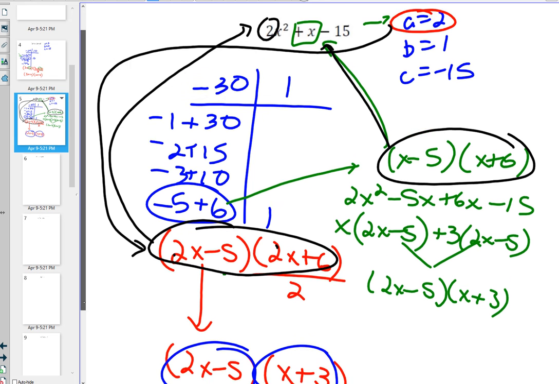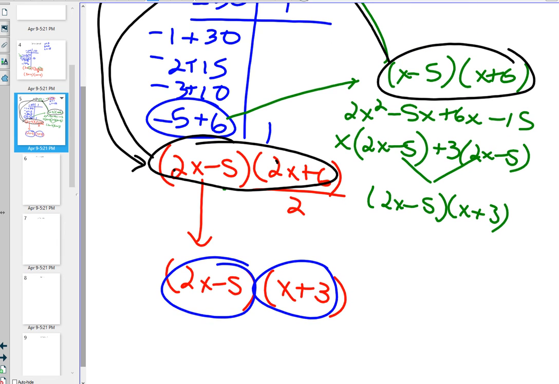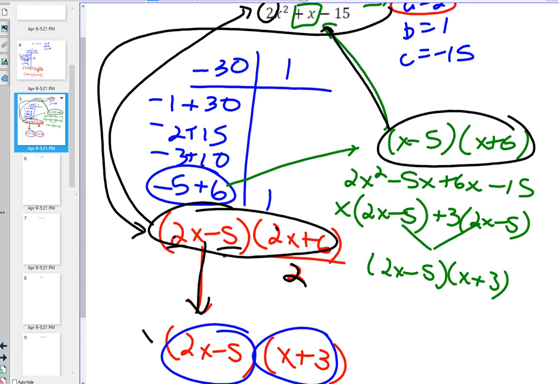But as long as you remember to look for a common factor. Can I divide 2 and 5 by the same number? No, so you just drop it down. Can you divide 2 and 6 by the same number? Yeah, by 2. So as long as you remember to do that and divide each one, now if I multiply these two down here, I will get what I started with. What's 2x times x?